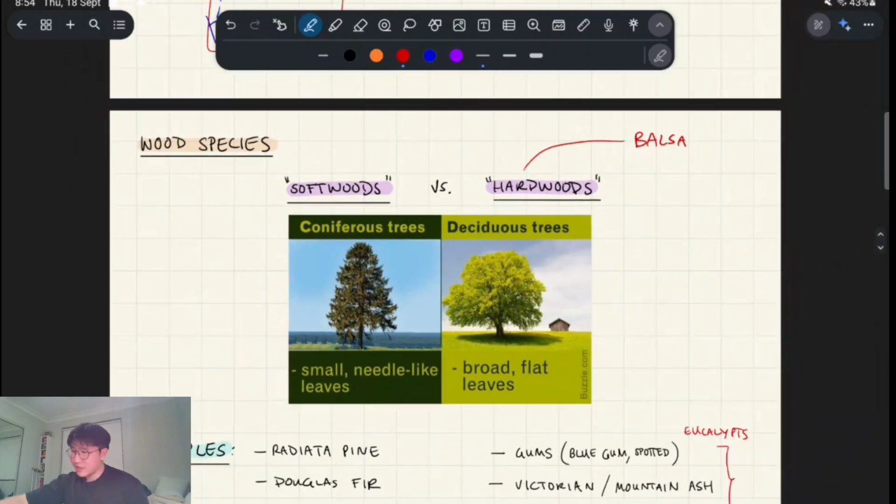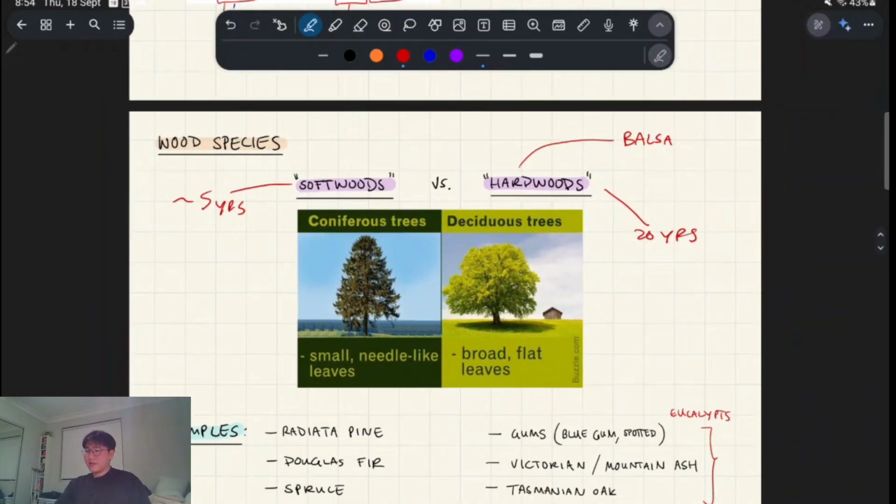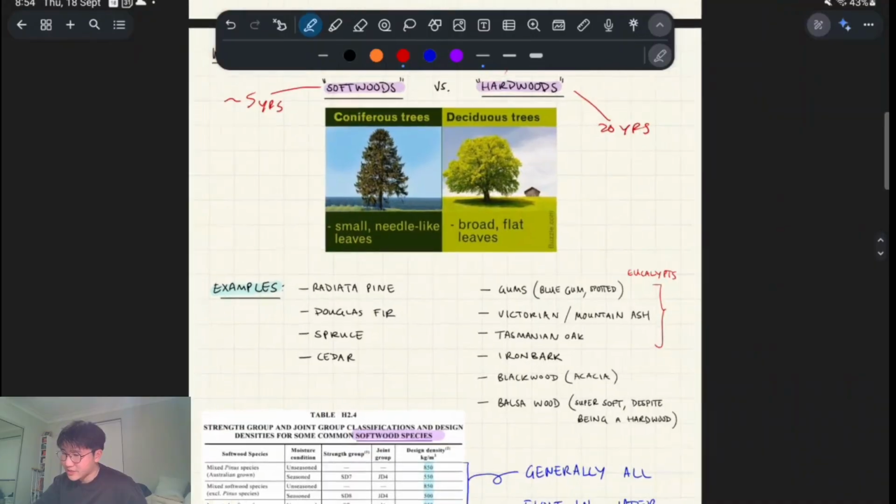Softwoods grow much quicker, right? So that's one thing. These take about 5 years or so to mature, whereas these take like 20 years or so. And so there's ups and downs to using both. Probably the number one downside to using hardwoods is sustainability and just really being able to replace the wood.